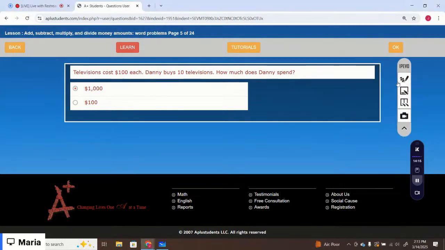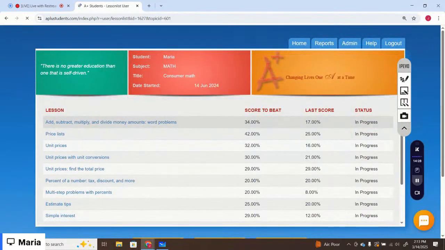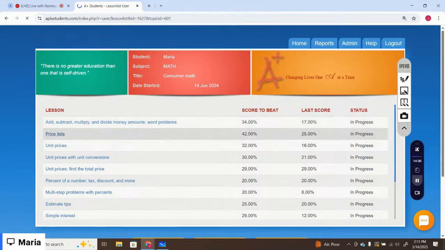Okay, you can complete the lesson by yourself later today. Let me just move on to the next lesson. The next lesson is price list. Let's just start with the lesson.